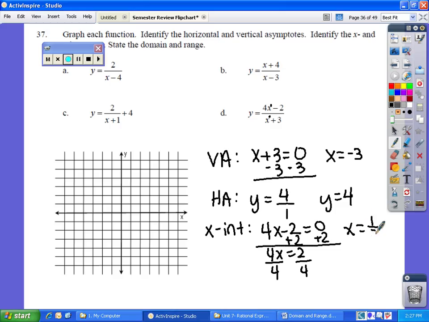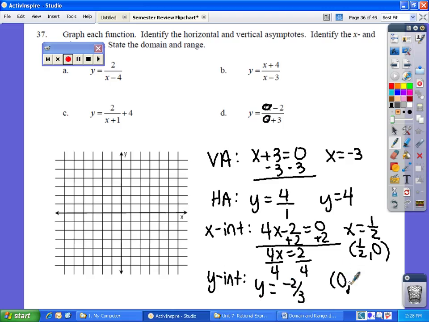So it crosses the x-axis at 1/2, so that is (1/2, 0). And the y-intercept will be just to place 0 in for the x's, which leaves you with -2/3. So it crosses the y-axis at -2/3.